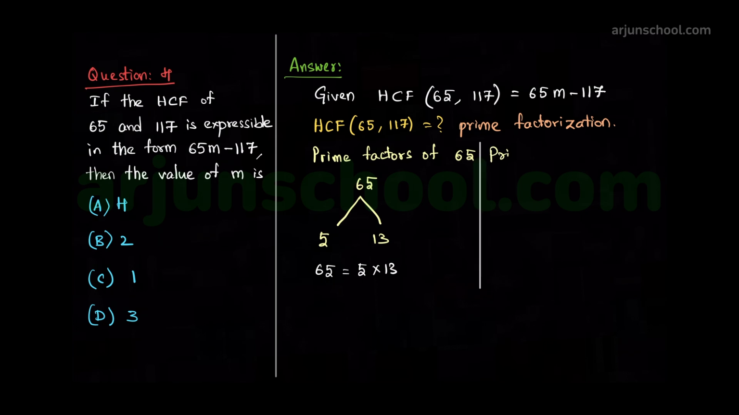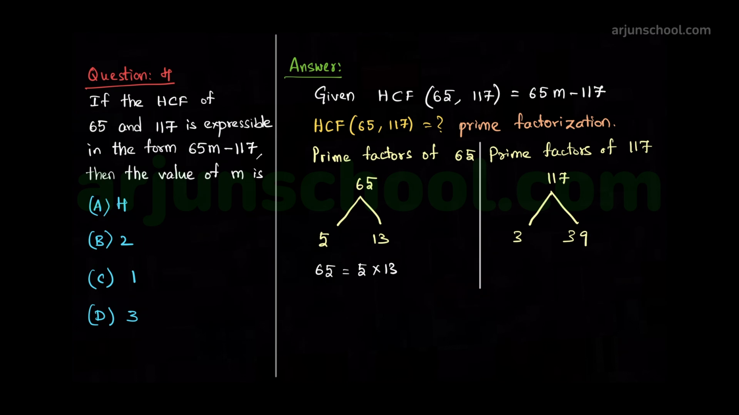Next, we will find the prime factors for 117. 117 is an odd number, so it is not divisible by 2. Next, let us check the divisibility by 3. The sum of the individual digits, that is 1, 1 and 7, is 9. 9 is divisible by 3. So 117 is divisible by 3. 3 times 39 is 117.